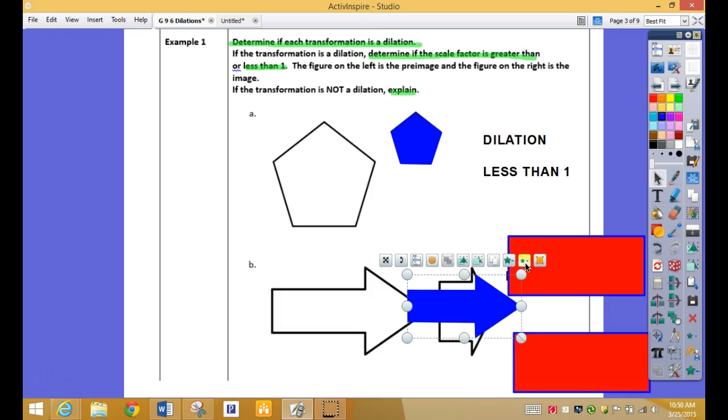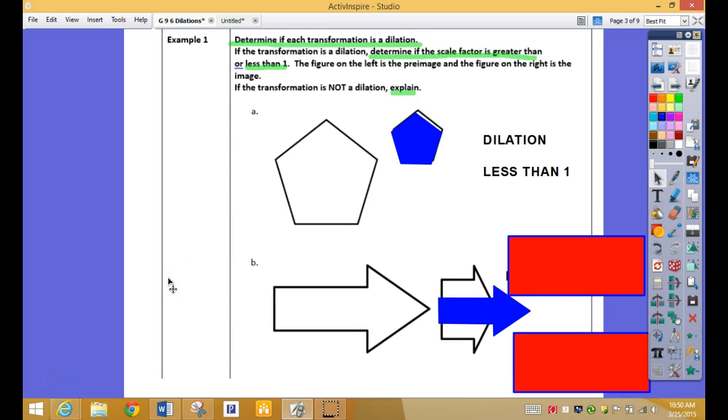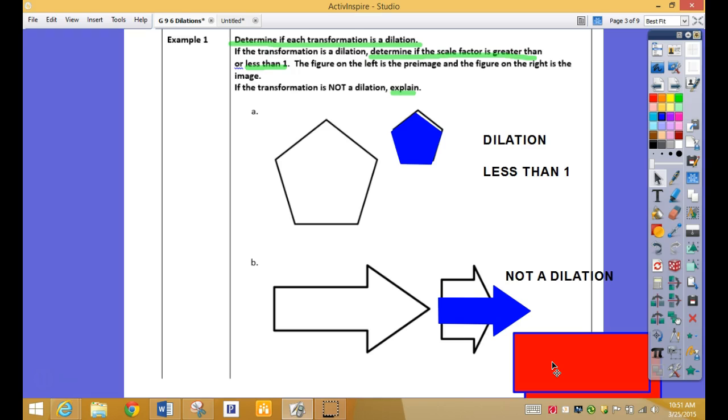Shrink it so it's less than 1. What would it look like? Does it look like it would be similar? No. No. So, not a dilation. That one does not work. It would have to look something like the blue figure there. They're not in proportion.